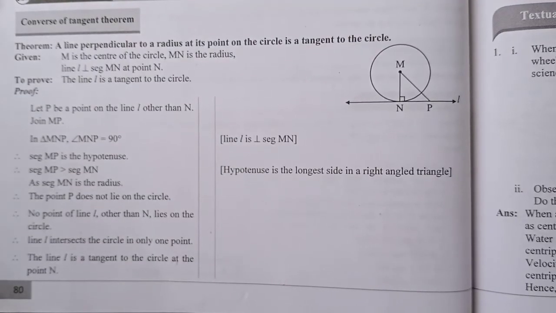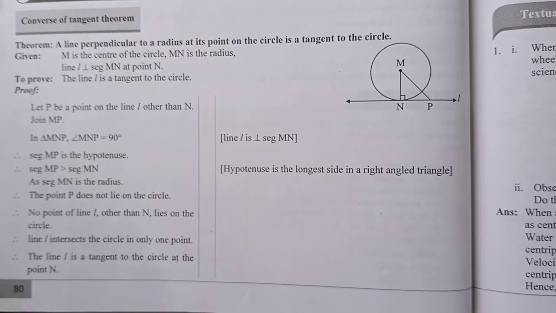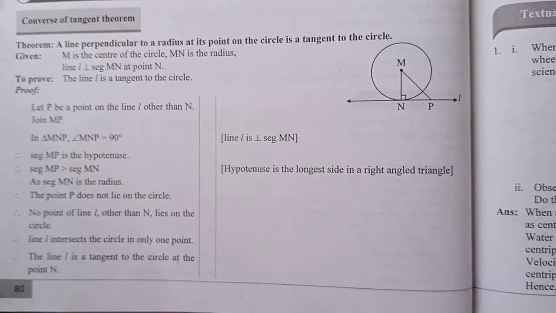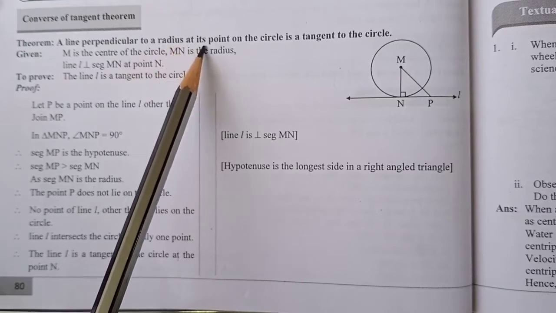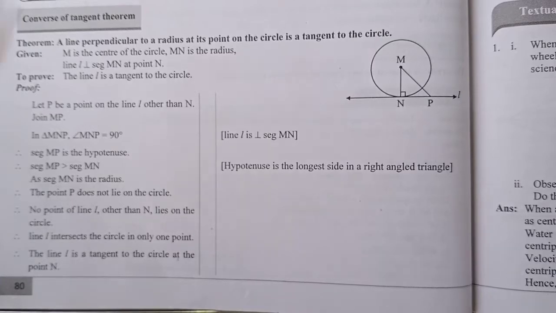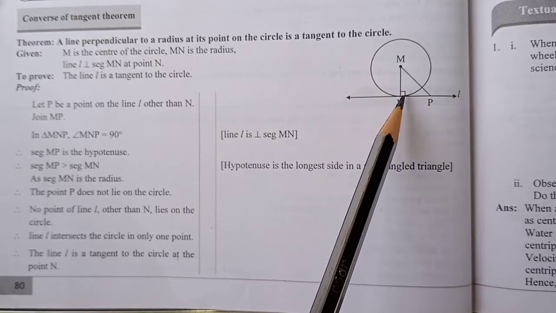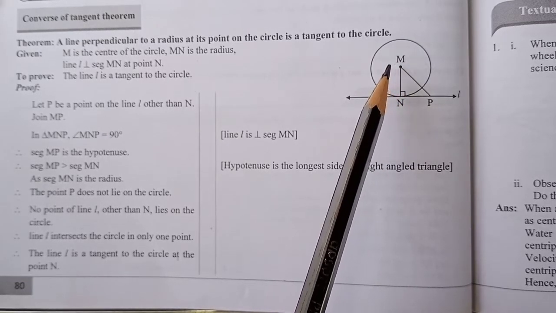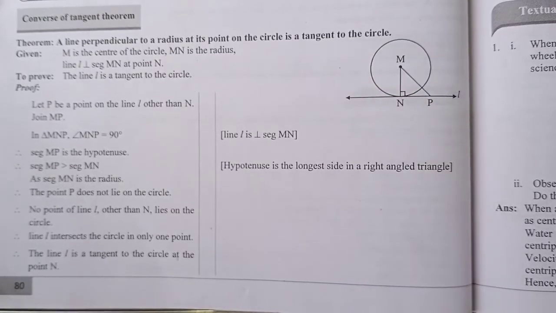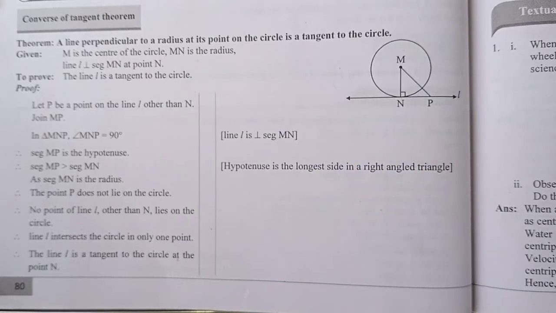Now students will study the converse of the tangent theorem. Now the tangent theorem is clear to you. Then converse means what? A line perpendicular to a radius at its point on the circle is a tangent to the circle. Now the opposite thing, a line which is perpendicular to the radius of a circle at its point on the circle is a tangent to the circle. Now we have to prove line L is a tangent to the circle. Are you getting me, students?